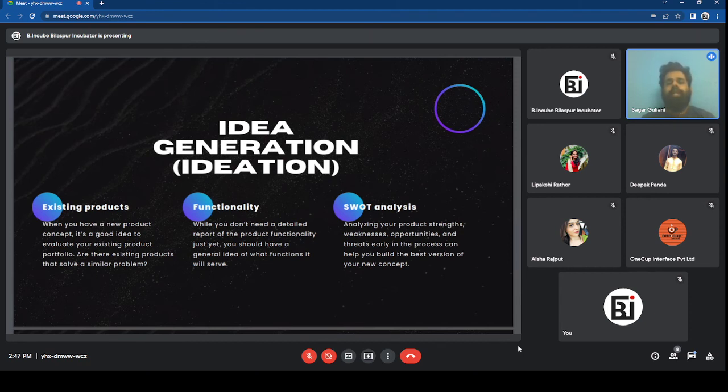After the functionality, we have to do the SWOT analysis. SWOT is analyzing the product's strengths, weaknesses, opportunities, and threats in the early processes, so that it can help you build the best version of your new concepts. This will ensure that your product is different from the competitors and solves a market gap, right?